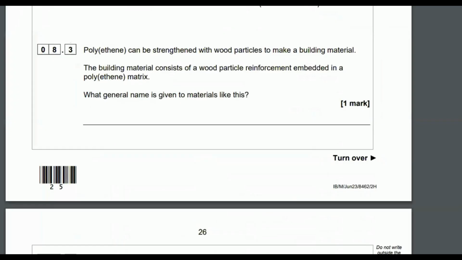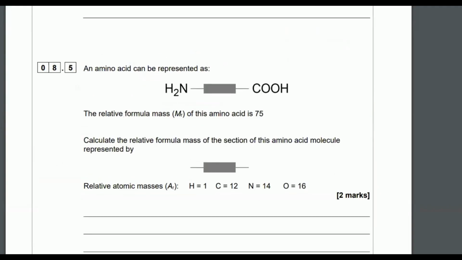8.3, polyethylene can be strengthened with wood particles to make a building material. The building material consists of a wood particle reinforcement embedded in a polyethylene matrix. What's the general name for materials like this? Well, this is a bioplastic. You put something living, biology, into a polymer, a plastic. So a biopolymer or bioplastic.